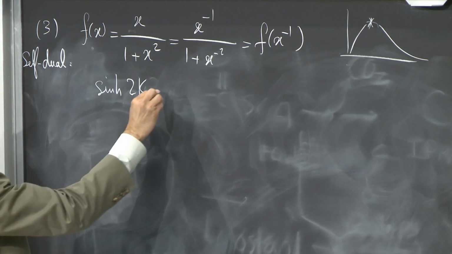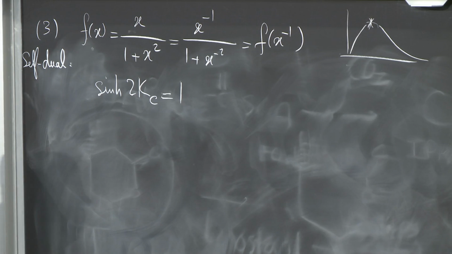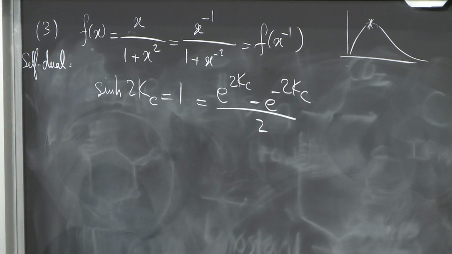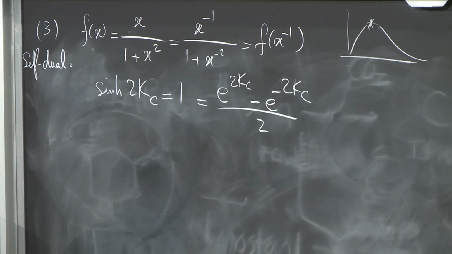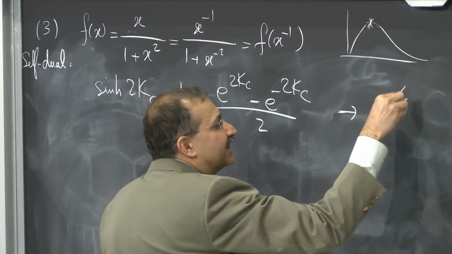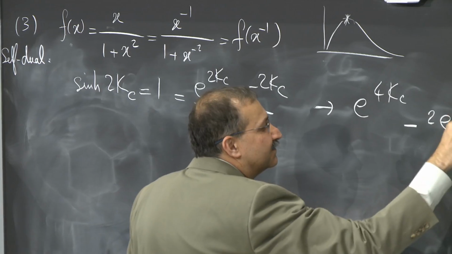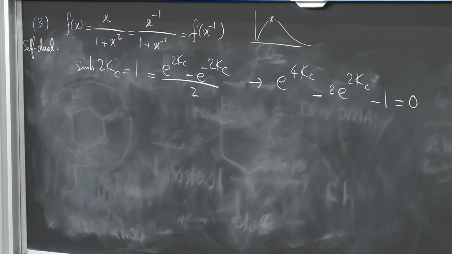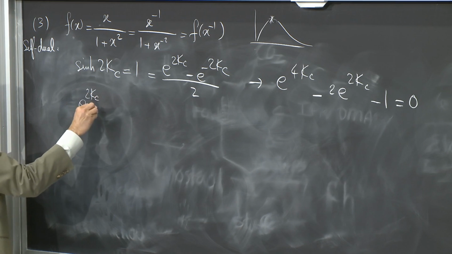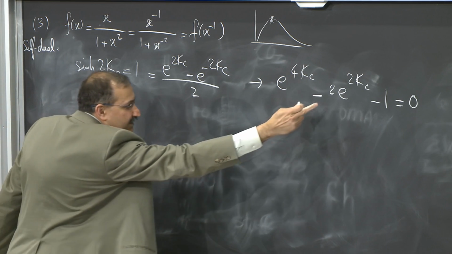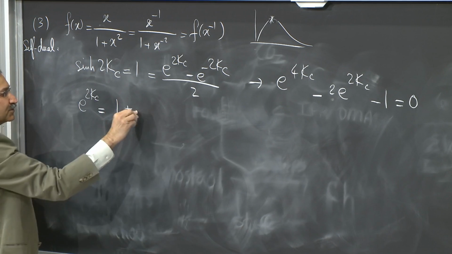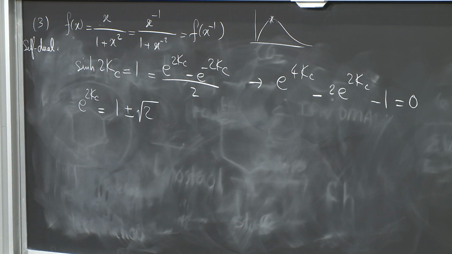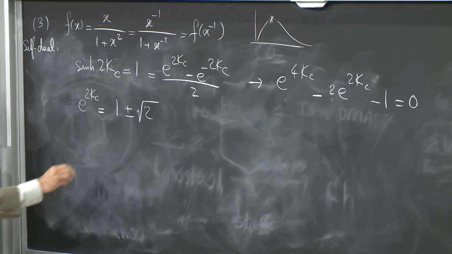So hyperbolic sine of 2kc should be 1. And what is this hyperbolic sine? We can write it as e to the 2kc minus e to the minus 2kc over 2. We can manipulate this equation slightly to e to the 4kc minus 2 e to the 2kc minus 1 equals 0, which is a quadratic equation for e to the 2kc. So I can immediately solve for e to the 2kc: 1 plus or minus the square root of 2. The exponential better be positive, so I can't pick the negative solution.